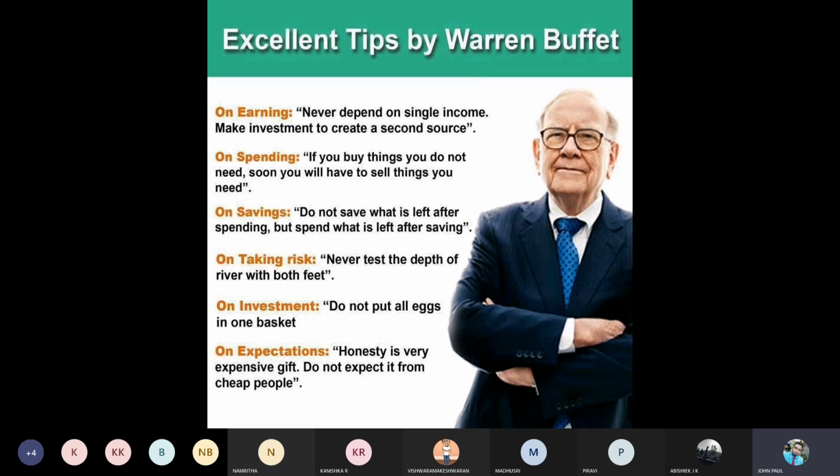He has a share in Coca-Cola. He has a share in cigarette manufacturing industries. He has a share in Berkshire Hathaway. In many such big companies he used to buy shares. The next is spending: if you buy things you do not need, soon you will have to sell things you need.